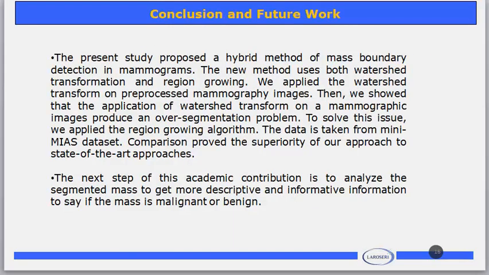As a conclusion, our study uses a hybrid method for boundary detection based on watershed and region growing. This method was tested against data taken from the Mini-MIAS database. For the future, we're going to see how to make our research more descriptive and informative.